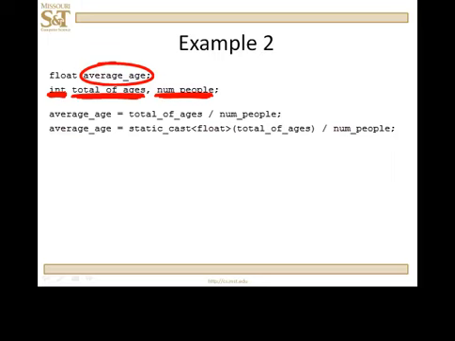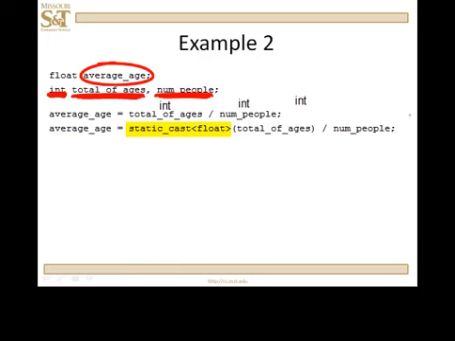So how do I make an assignment if I say average age is equal to total ages over num people? Well, this, remember, is an integer. This is an integer. And an int divided by an int is an int. I'm not going to get the floating point value that I want. So how do I make that happen the way it really should happen? Well, what I'm going to do is static cast the quantity total of ages.